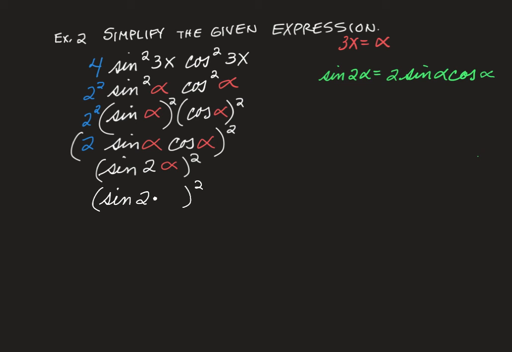We now resubstitute 3x for alpha, giving us the sine of 6x squared, or as it is most commonly and properly written, the sine squared of 6x. So there you have 2 quick examples, a little challenging there, but you are working from the more complicated side of the double angle formula to the less complicated side. We are simplifying.